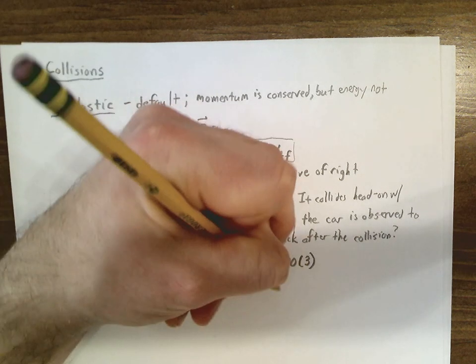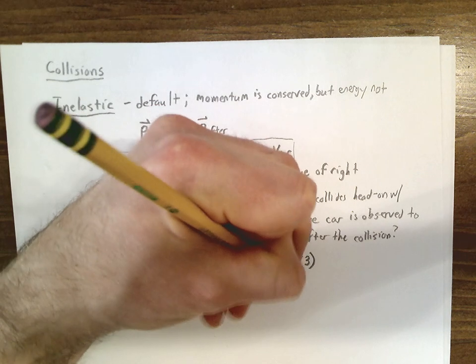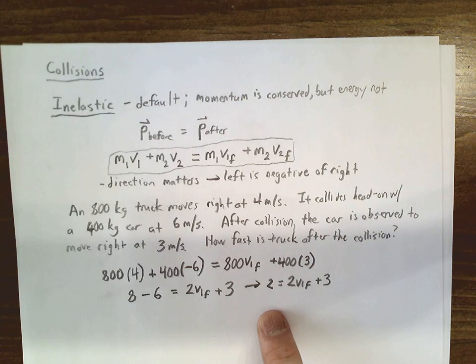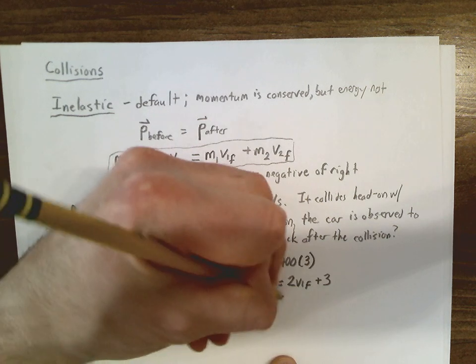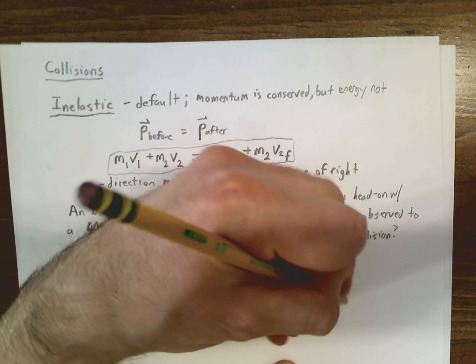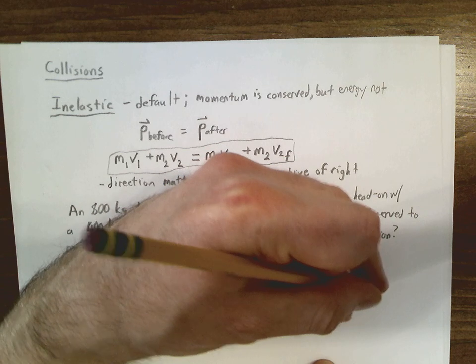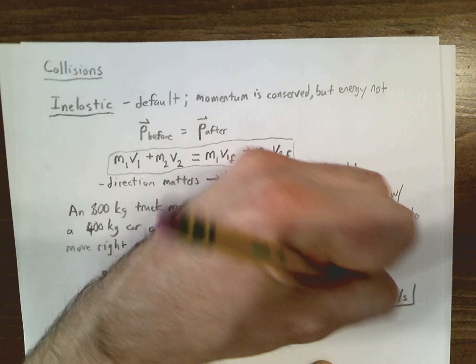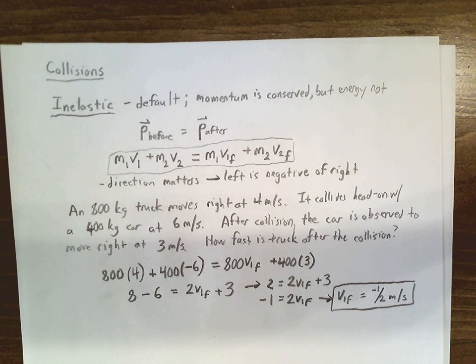We can clean that up and get 2 equals 2v final plus 3, or move the 3 to the other side, we get -1 equals 2v final, or v final equals -1/2 meters per second. So that's our final answer.